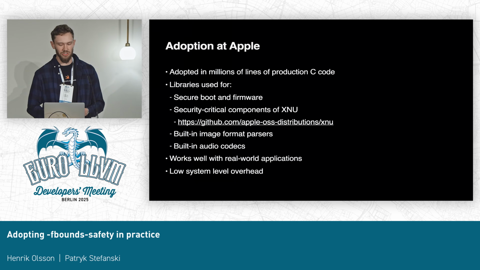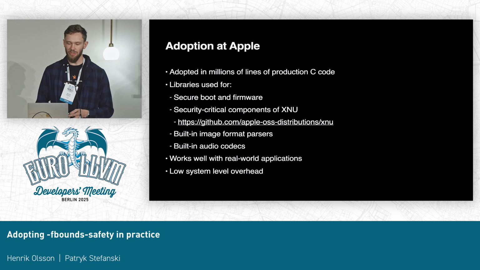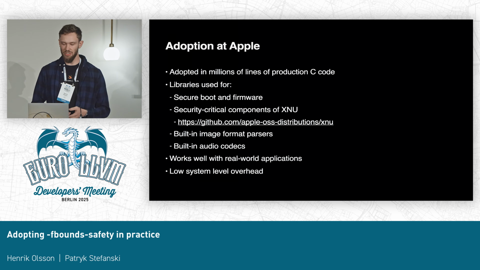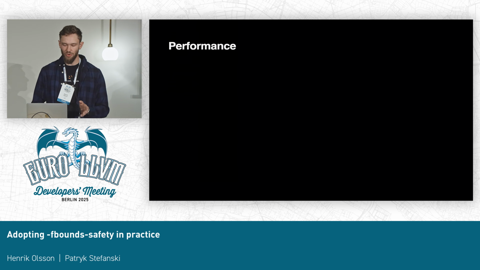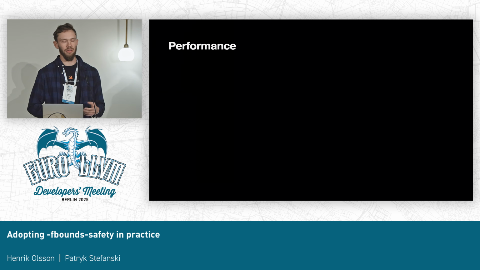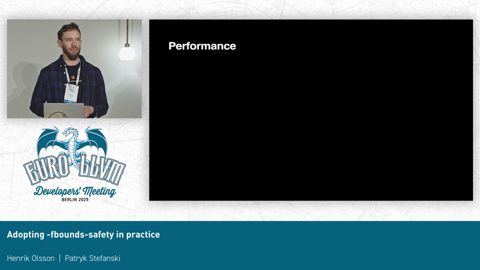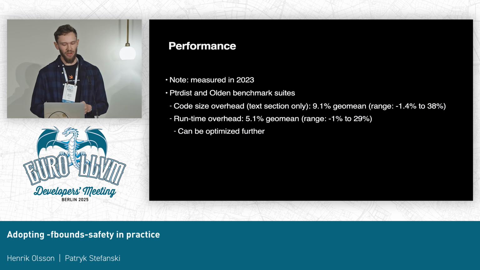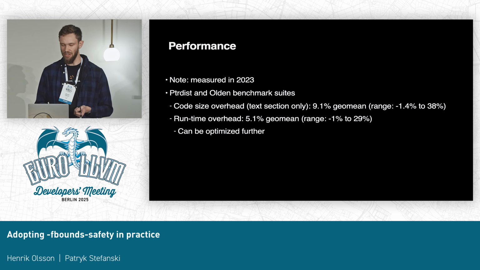I don't want to focus too much on performance, but you can't really mention it without also showing numbers. So let's take a look at a few benchmarks. And before I show these numbers, I just want to mention that these numbers are from 2023, so if you try to repeat them today, they might be slightly different, but they should be in the right ballpark. Anyways, we found an average of 9.1% code size increase and 5.1% runtime overhead.